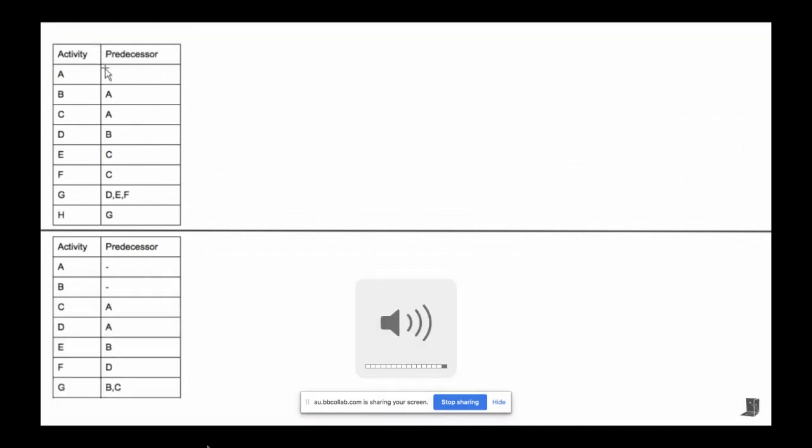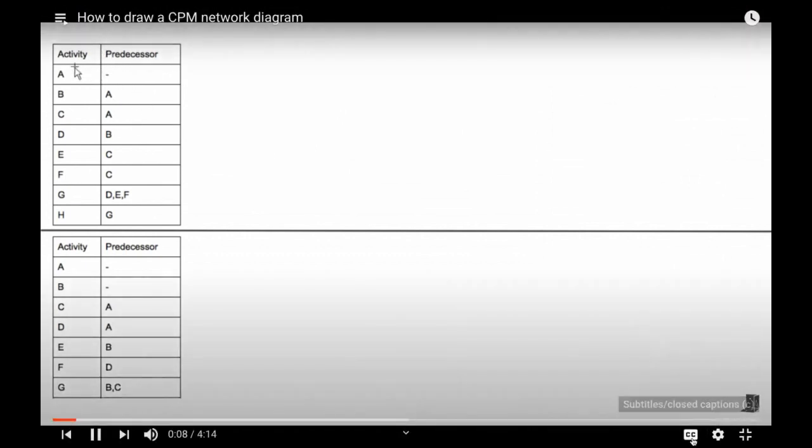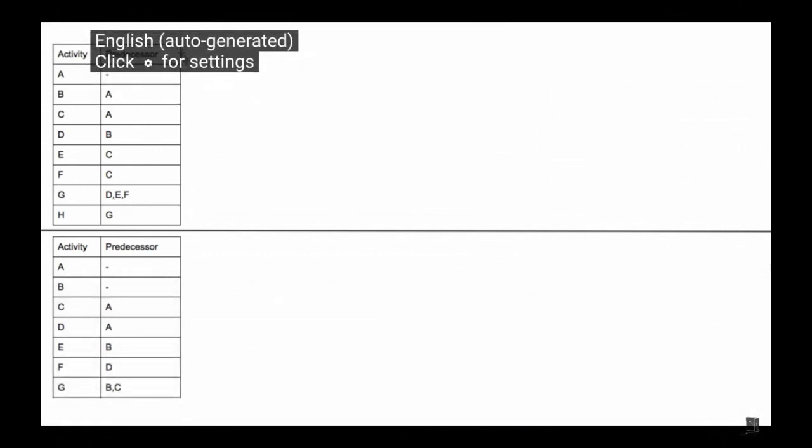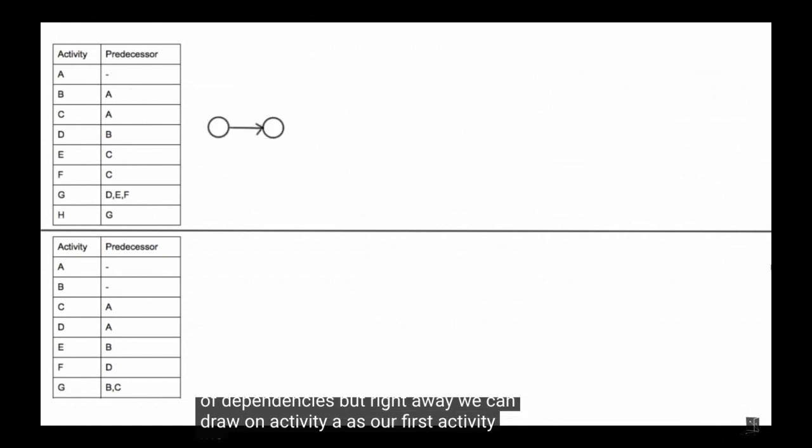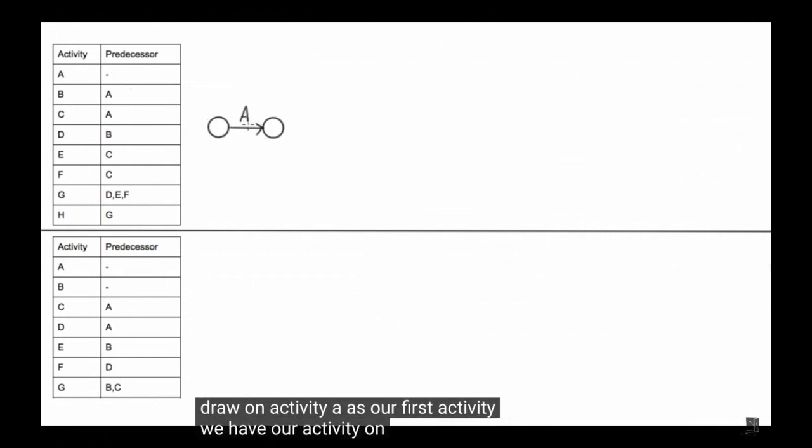Draw CPM diagrams by hand. First of all, let's just do the first project we have up here. We have table dependencies. Right away, we can draw activity A as our first activity. We have our activity on the arrow between two nodes, so we're good to go for now. Next up, we have activities B and C. Both depend on A, so we can have an arrow coming off B and then coming off C. And next up, we have activity D. It depends on activity B, so let's draw an arrow coming off of B.